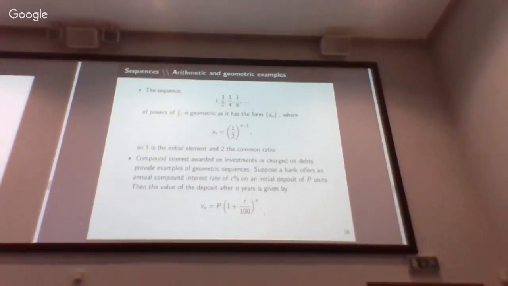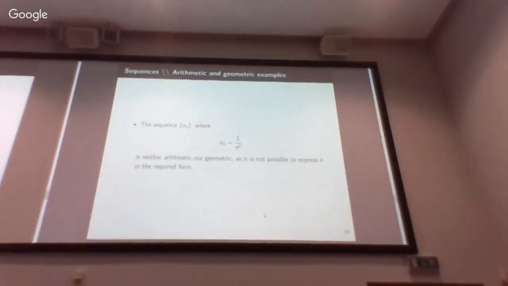Now, the world would be extremely simple if all sequences were either arithmetic or geometric. They certainly aren't. These are extremely special cases of sequences that have a very specific behavior. And it's very easy to write down examples of sequences which are neither arithmetic nor geometric, such as this one, the sequence of the reciprocals of the squares of all the natural numbers. So the sequence defined by this formula, xn is 1 over n squared. Okay, that is not arithmetic, and it's not geometric.